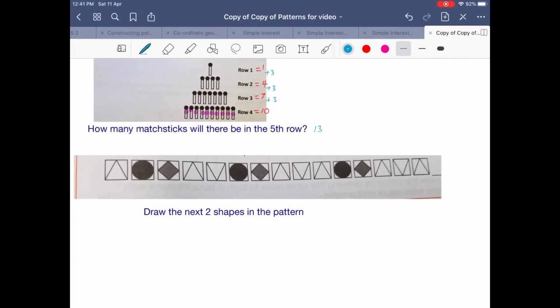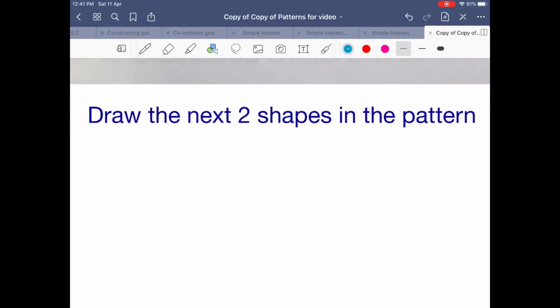Here we have another pattern. So we have this triangle, we'll say it's facing up. Then we have a circle and a rhombus. Then we have the arrow facing up, then down, circle, rhombus, up, down, up, circle, rhombus, up, down, up. And I expect the next one to be down. So let's draw.